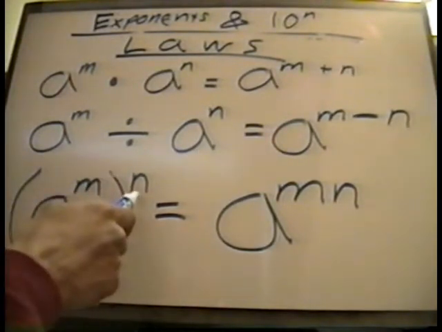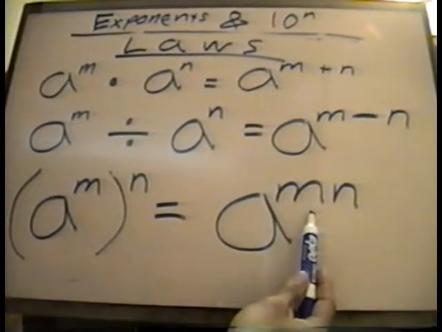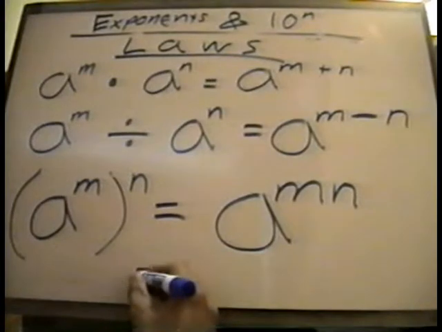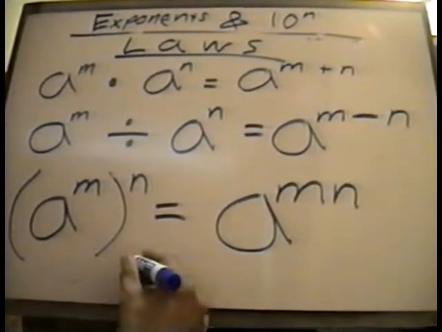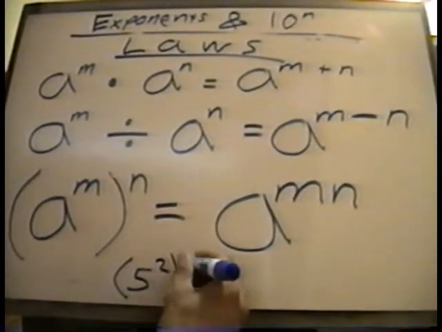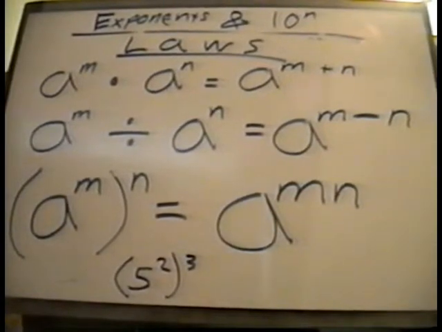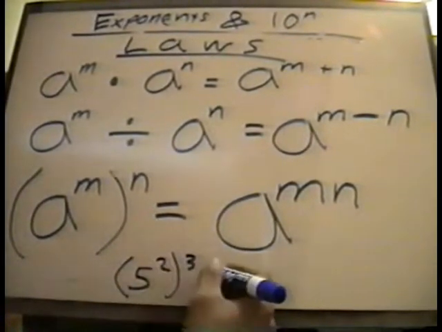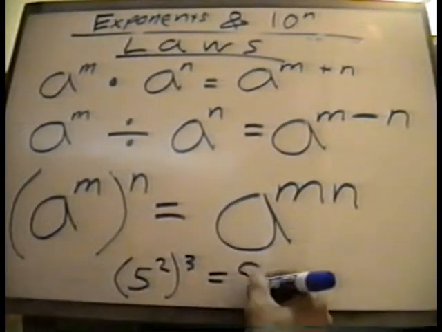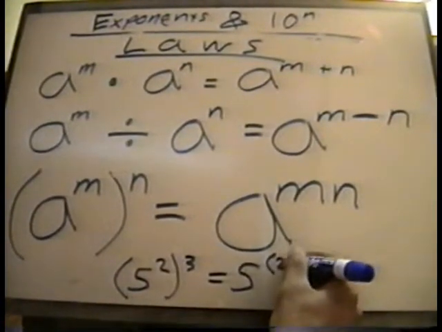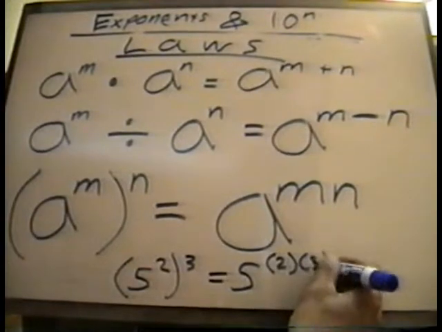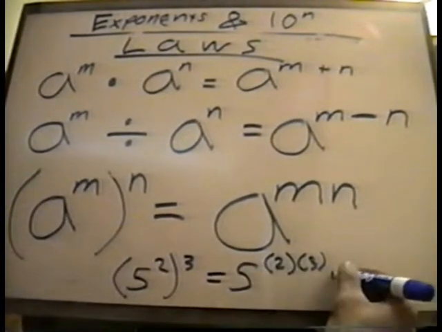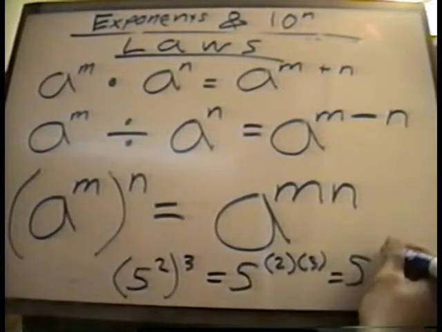For example, if I have 5 squared, 5 to the power of 2 taken to the power of 3, or 5 squared to the power of 3, that's going to give me 5 to the power of 2 times 3, or 5 to the power of 6, for the power law.